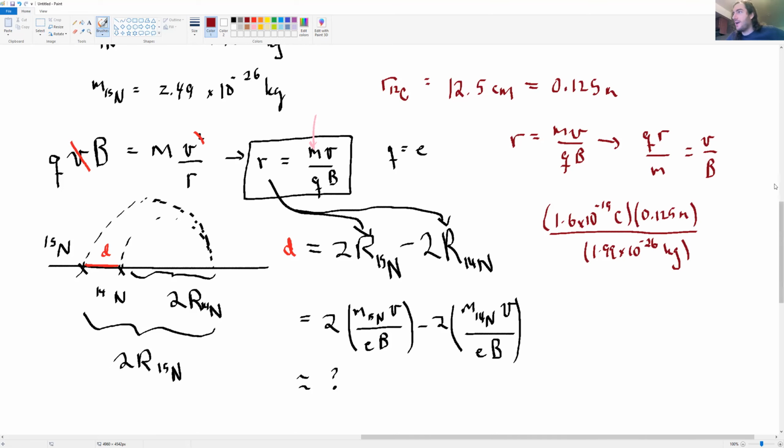But anyways, once you calculate this number here, that number is going to be the same for all three of these isotopes. So let's go ahead and calculate that real quick. Let's calculate 1.6 times 10 to the minus 19 times 0.125 divided by, and I put parentheses here because I don't want to make a mistake with my order of magnitude. So I end up with 1.005 times 10 to the 6. Let me know if that's what you get as well.